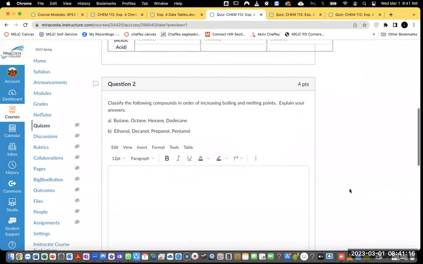The next question, guys, is saying, okay, how do you classify these molecules that are given here? How do you classify the boiling and melting point of these molecules independently? So look at part A independently from part B. There are two separate questions. So you're looking at butane, octane, hexane, dodecane.